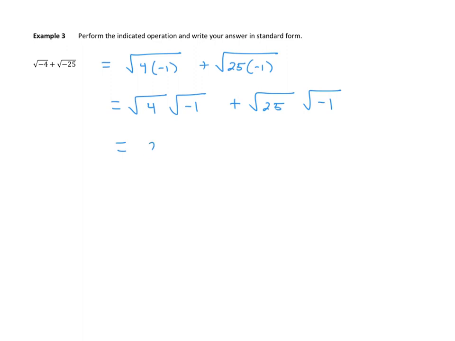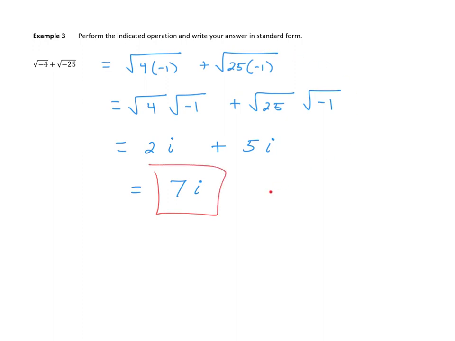The square root of 4 is 2, and the square root of negative 1 is what we're calling our imaginary number i. Likewise, for the square root of 25, that's 5, and the square root of negative 1 is i. We can combine this to say we have 7i, and that is the simplified answer.